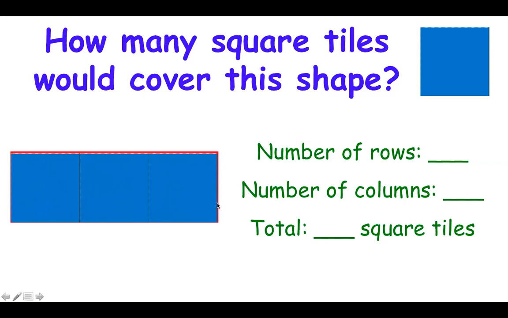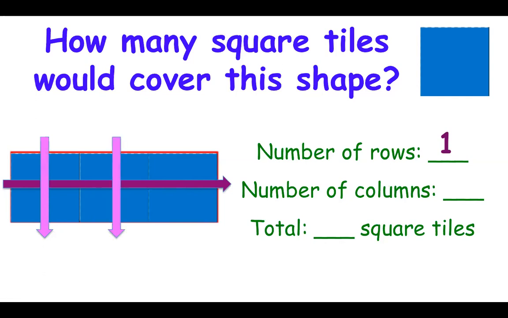Now it's time to figure out how many rows and columns of color tiles we made. Remember, rows go side to side, and we have one row here that's going side to side. So I'm going to put a 1 there. There's only one row. Now columns. Columns go up and down, up and down, up and down. Let's see. There's one column that goes up and down. There's another column, and there's a 3rd column that goes up and down. So there are 3 columns. So the total number of squares are 1, 2, 3. 3 square tiles fit inside of that red rectangle.